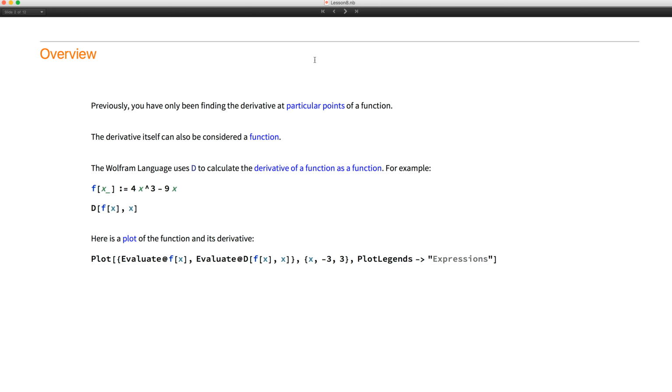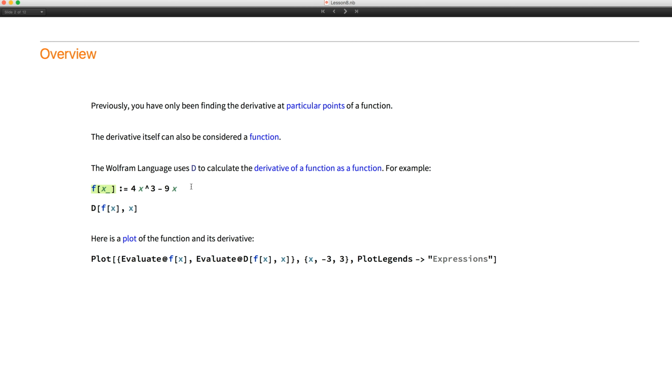In Lesson 7, you learned about finding the derivatives at particular points for a function. Now, the fact is that you can go beyond that, and the derivative itself can be regarded as a function. So starting with the function, you can find the derivative, and then that gives you another function. And the way to do that in the Wolfram Language is to use the function D.